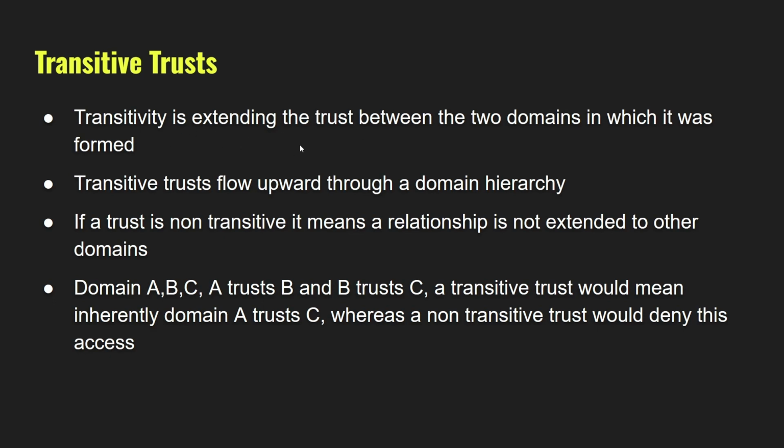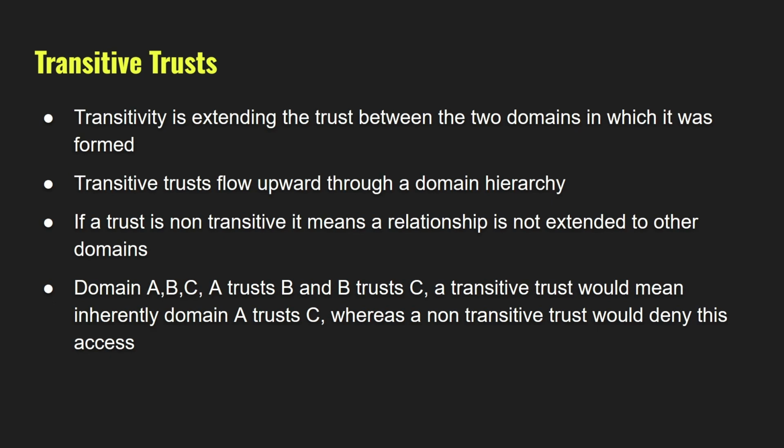If we have domain A and domain B, we've got a trust between them. If domain C was created, by inheritance, there is a link between domain A and domain C. If the trust is transitive, domain A gets access to domain C's resources. If not, with a non-transitive trust, we would not have inherent access to domain C, and we'd have to establish our own trust. Transitive trusts flow upward through the domain hierarchy. If we start at the bottom, we go up, so domain C to domain B, to domain A. If a trust is non-transitive, the relationship is not extended to other domains, as I already mentioned.